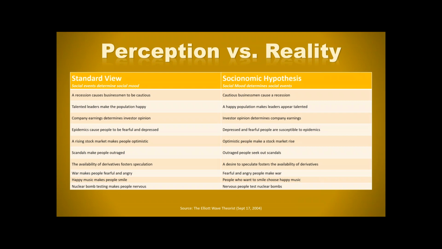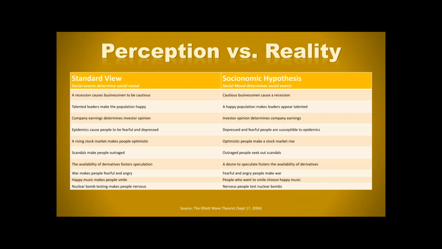Standard view, company earnings determine investor opinion. Investor opinion is what will eventually determine company earnings based on that overall sentiment. Epidemics cause people to be fearful and depressed. Depressed and fearful people are susceptible to epidemics. A rising stock market makes people optimistic. Optimistic people make the stock market rise. Scandals make people outraged. Outraged people make scandals.